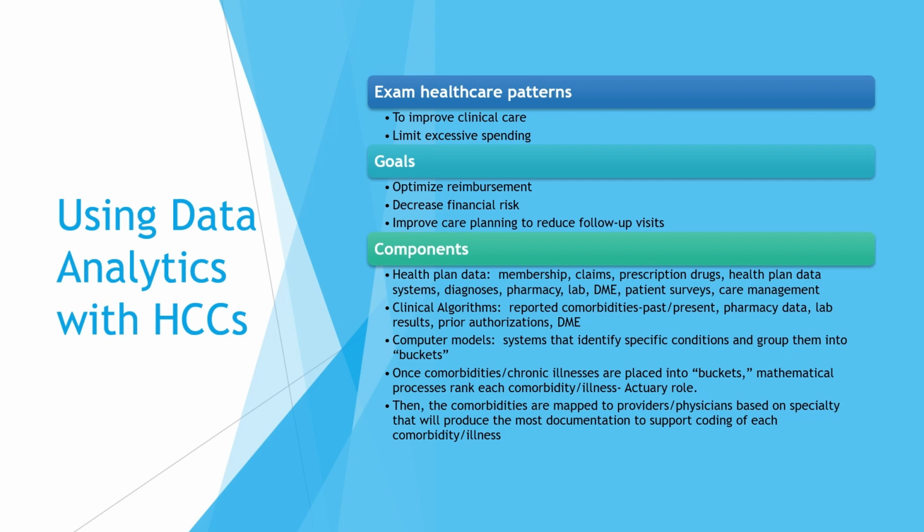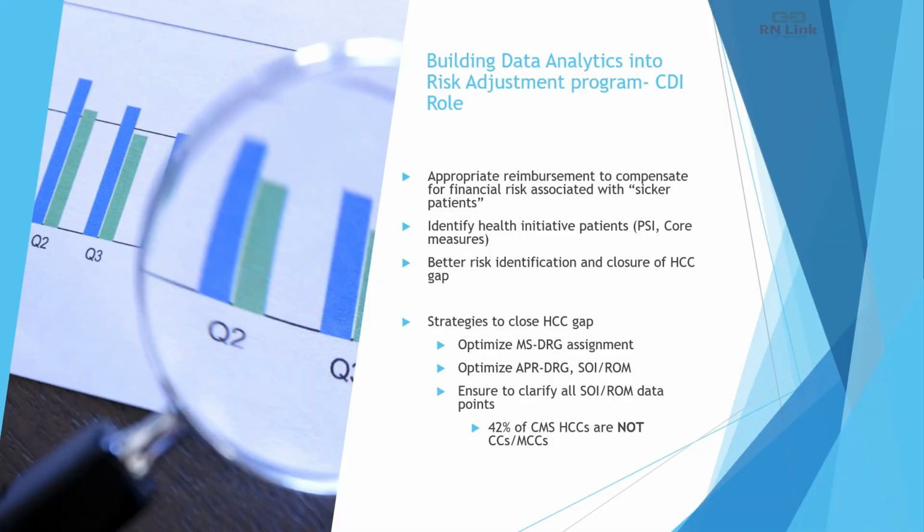Then, the comorbidities are mapped to providers/physicians based on specialty that will produce the most documentation to support coding of each comorbidity/illness. Building data analytics into risk adjustment program, CDI role. 1. Appropriate reimbursement to compensate for financial risk associated with sicker patients. 2. Identify health initiative patients, PSI, core measures. 3. Better risk identification and closure of HCC gap.